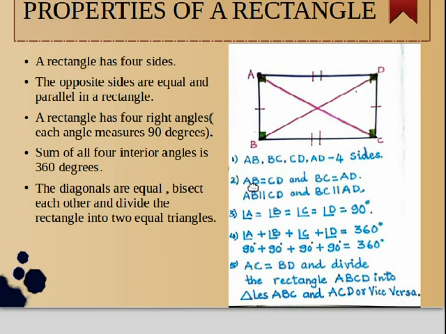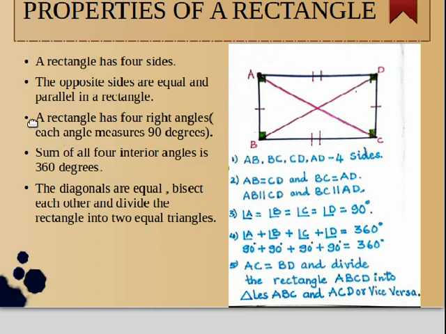Similarly, let me name the other side, that is BC and AD. So in the same way, BC is equal to AD as well as BC is parallel to AD. The third property that we are going to see over here is a rectangle has four right angles.